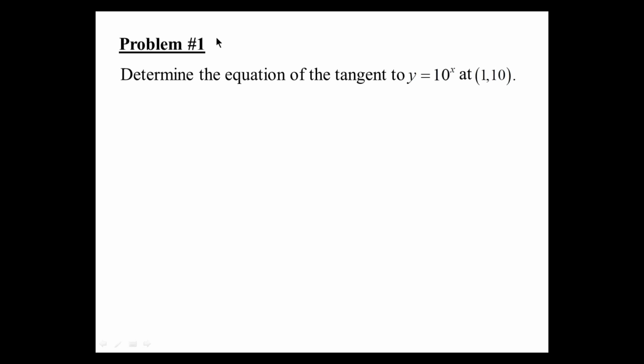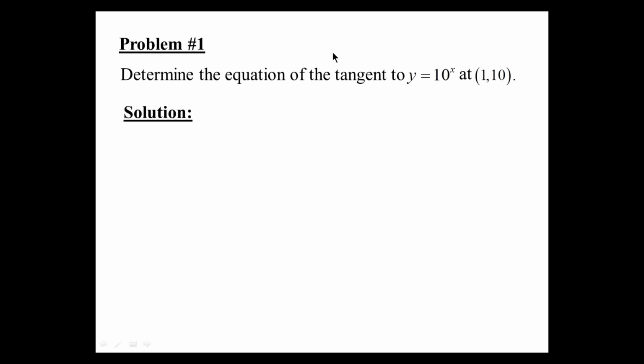specific point, (1, 10). Now I always check to make sure that the point is on the curve, because sometimes we're finding the equation of a tangent from a point to a curve. So if I plugged in a 1 here, where x is, it would be 10 to the 1, and that would mean that y would be 10, which it is. So the point is on the curve, and we want the equation of the tangent to the curve at that point.